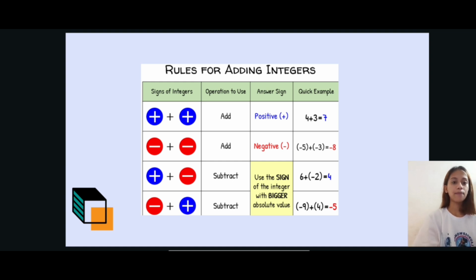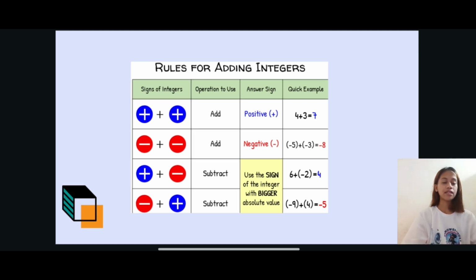And another example, when the sign of integers are negative plus positive, you're also going to subtract. Then, for example, negative 9 plus 4 equals negative 5. Since the negative 9 is the larger number with negative sign, you're going to copy the negative and the answer would be negative. So the result is negative 5.